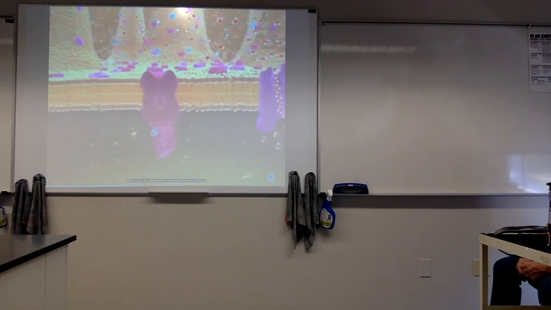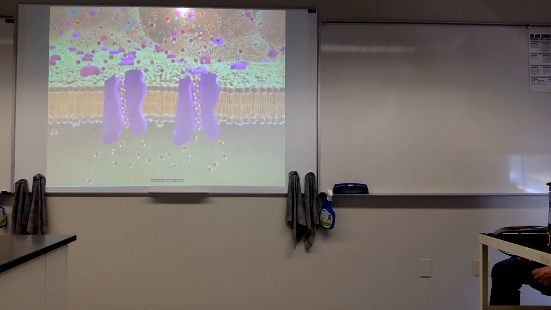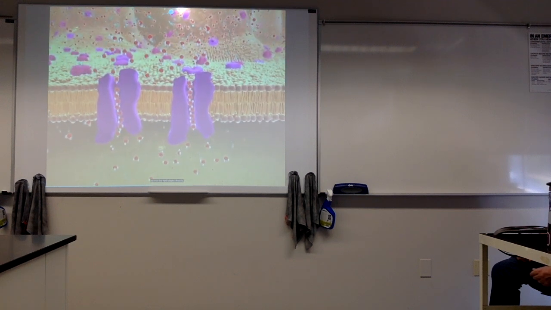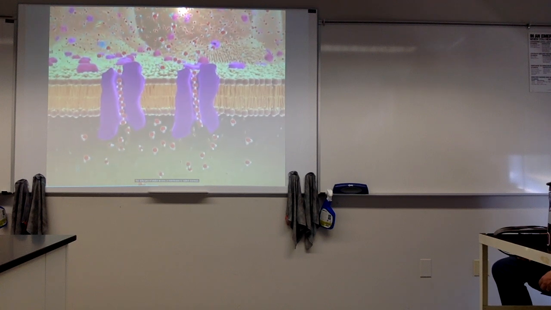Water crosses the plasma membrane by facilitated diffusion, or by diffusing across the lipid bilayer directly. The diffusion of water across a membrane is called osmosis.